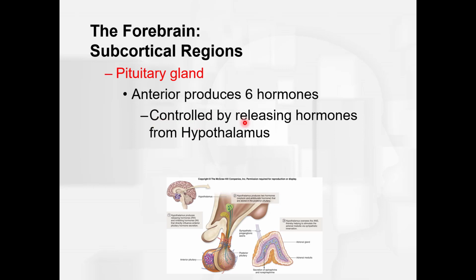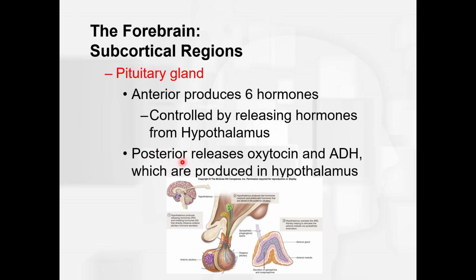But the release of these hormones is controlled by hormones from the hypothalamus. So that's important. Although the anterior pituitary produces its own hormones, the release of those hormones is controlled by the hypothalamus. The posterior pituitary releases oxytocin and ADH. However, both of those are produced in the hypothalamus. So again, anterior produces its own hormones. The hypothalamus tells it when it can release them. The posterior pituitary does not produce its own hormones. The hypothalamus sends those hormones to the posterior pituitary when it deems necessary to release those hormones.